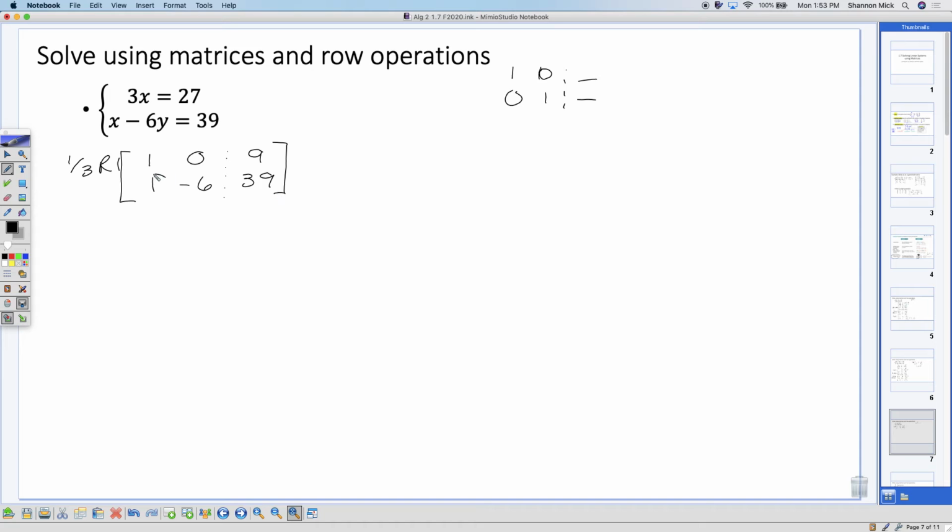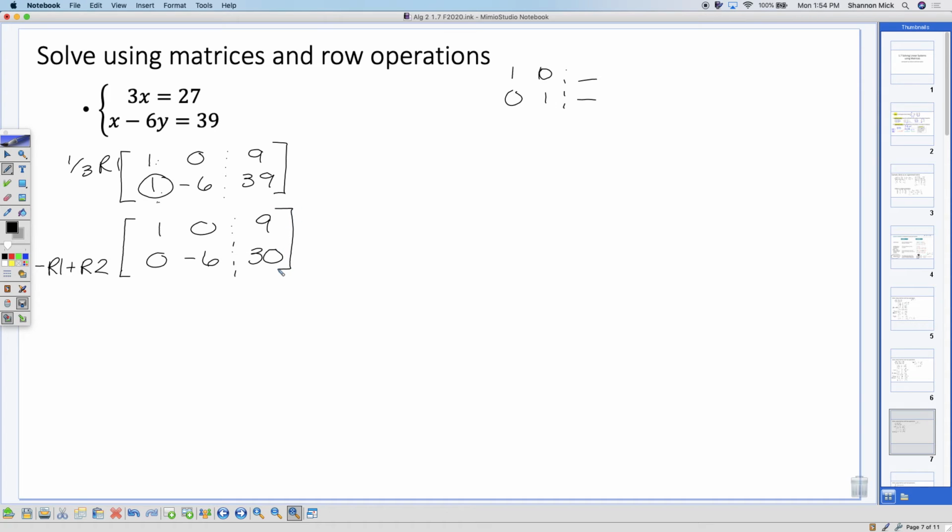Okay, so now I need to get rid of this one, first column, right? What am I going to use to get rid of this one? Row 1. So negative R1 plus R2. Negative 1 and 1 is 0. 0, negative 6 is negative 6. Then negative 9 and 39 is 30.